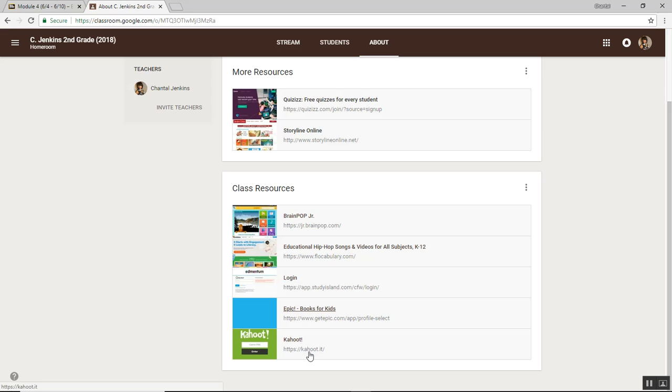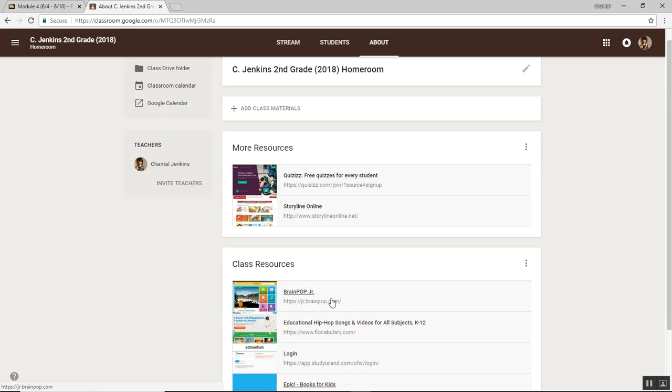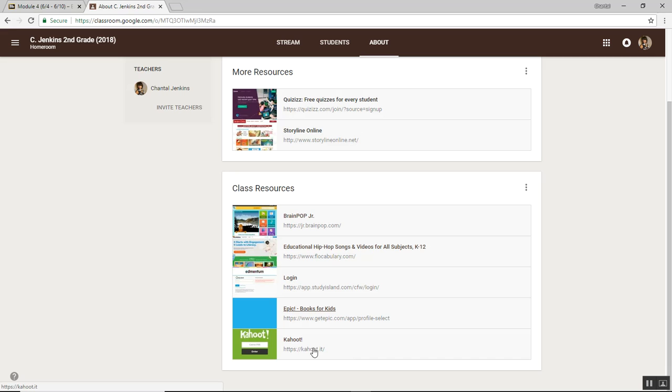With Kahoot, it's very similar to Quizzes. When I use Kahoot, I love putting the students in groups for collaborative learning while using it. And of course, I have to have a special code for the students to get in with Kahoot and Quizzes.